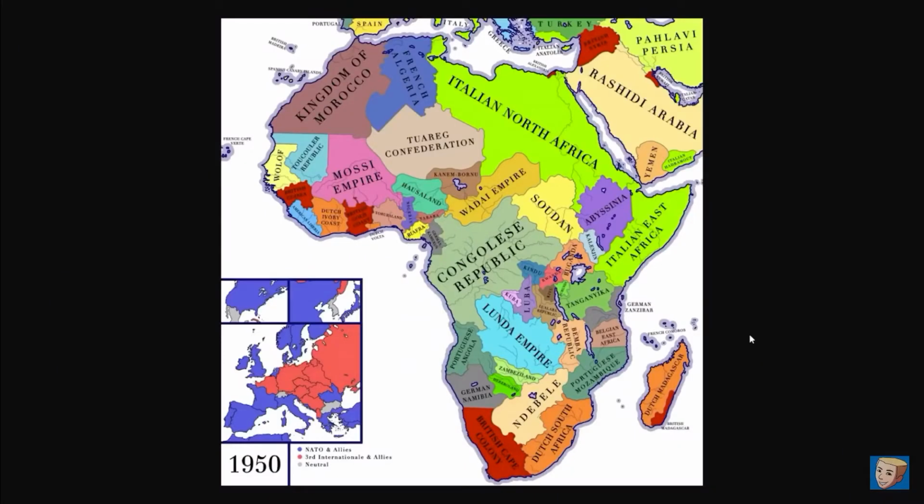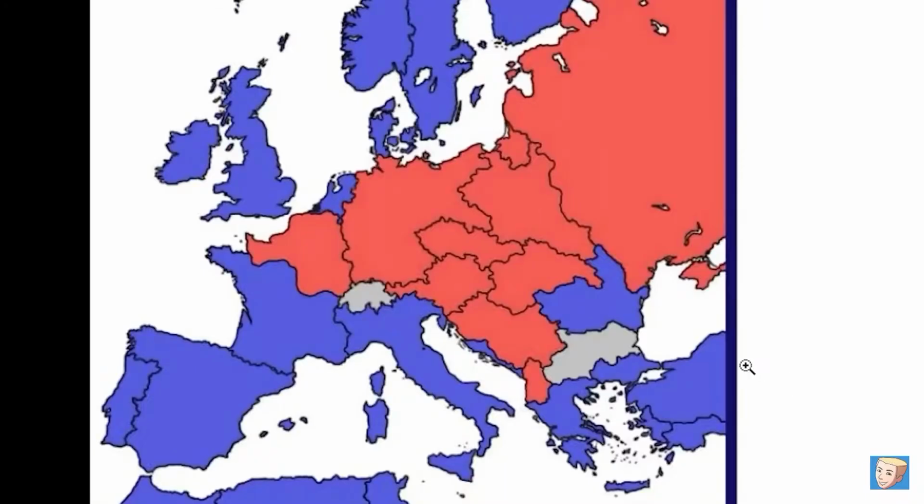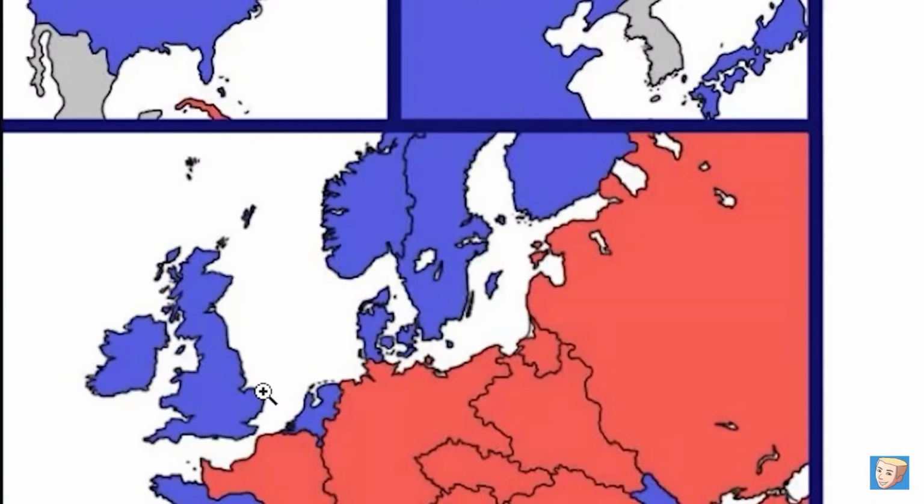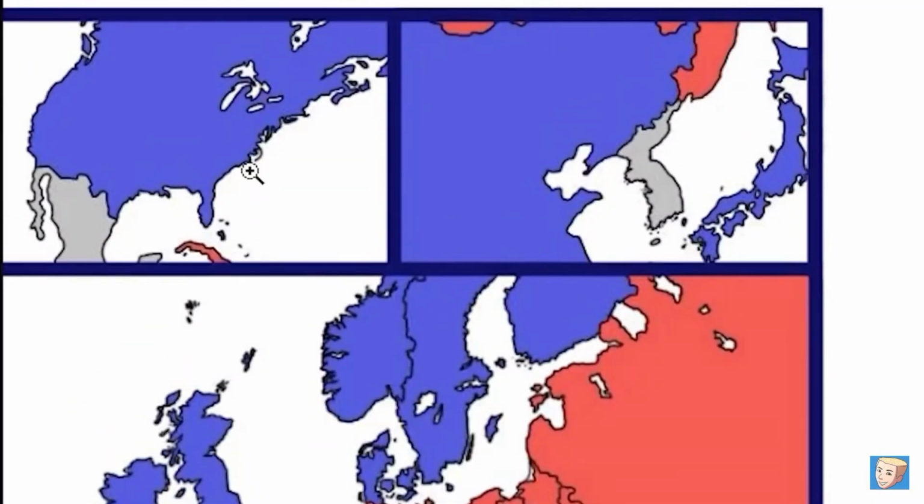It's now 1950, and the world has been completely flipped upside down. In blue, we still have NATO, and then the Third International and allies. Are these communist countries? Clearly, Germany did win this world's WW1 because, of course, the British changed sides 30 years later, though. Oh, look at the US. They took over all of Canada.